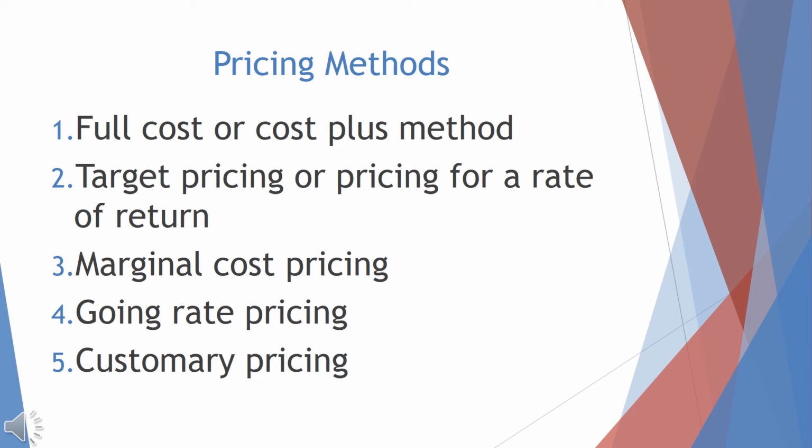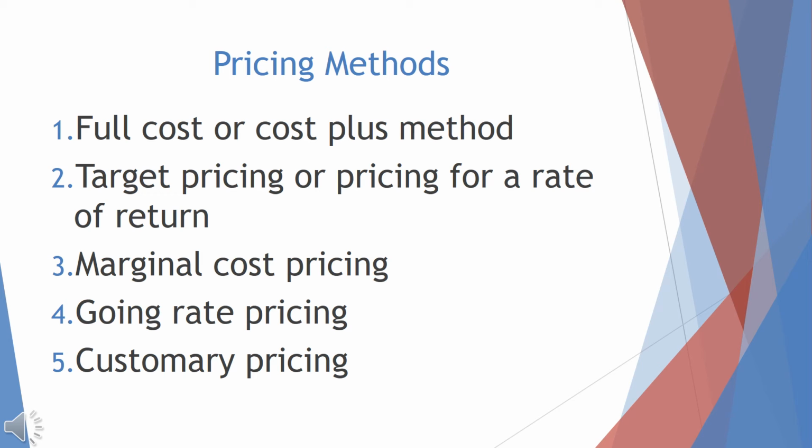Marginal cost pricing. Under marginal pricing, the price of the product is determined on the basis of the marginal or variable costs. Under this pricing, the objective of the firm is to maximize its total contribution to fixed costs and profit. Marginal cost pricing method is highly useful for public utility undertakings. It helps in maximizing social welfare.